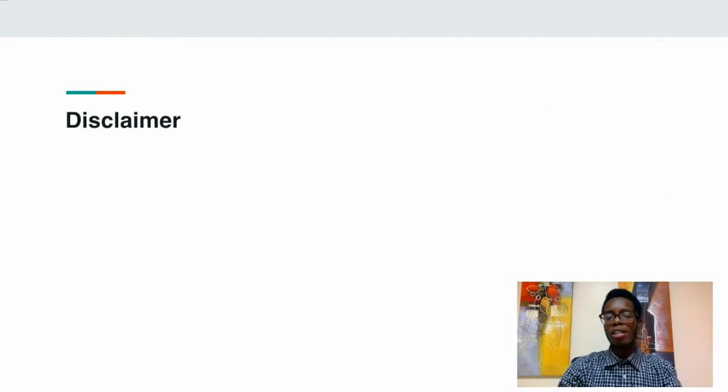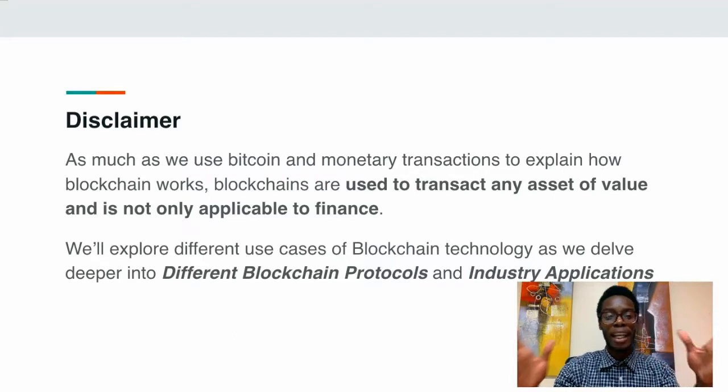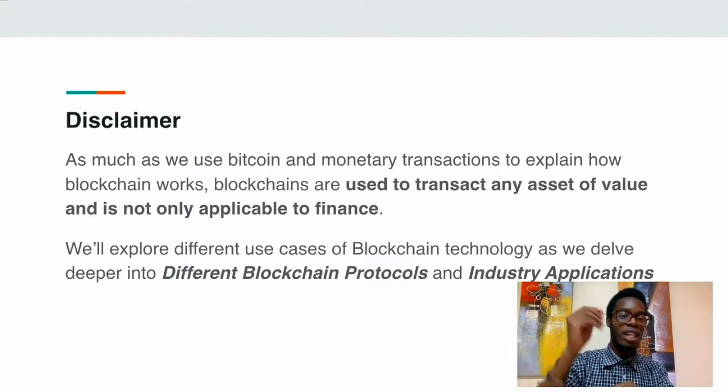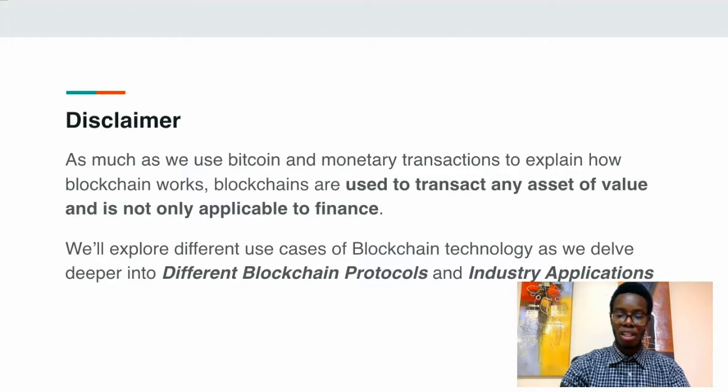Now we have a huge disclaimer. As much as we use Bitcoin and monetary transactions to explain how blockchains work, blockchains are used to transact any assets of value and are not only applicable in finance. That's a key aspect. But don't worry, we'll explore different use cases of blockchain technology as we delve deeper into different blockchain protocols and industry applications later on in the course. Once we expose you deeply to the technicalities of blockchain and you get to understand all aspects of blockchain, we'll start exploring the different applications and the different assets that could be transacted on blockchains in the first place.